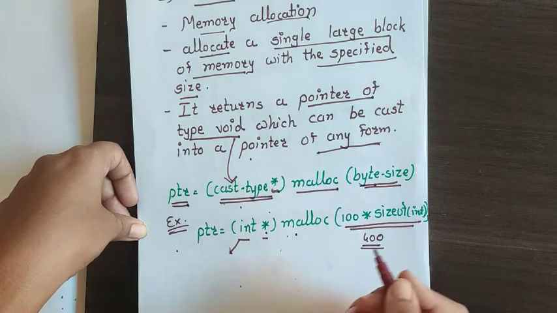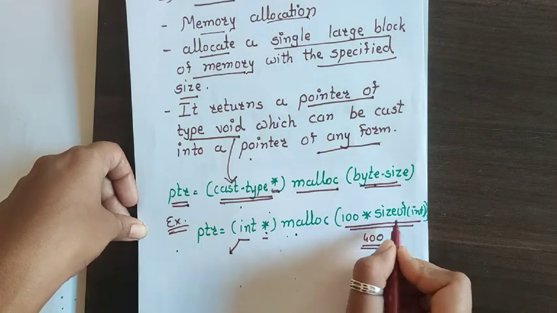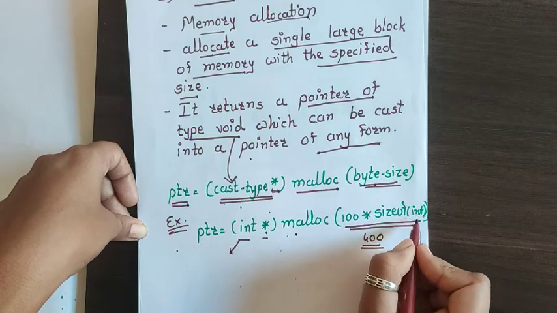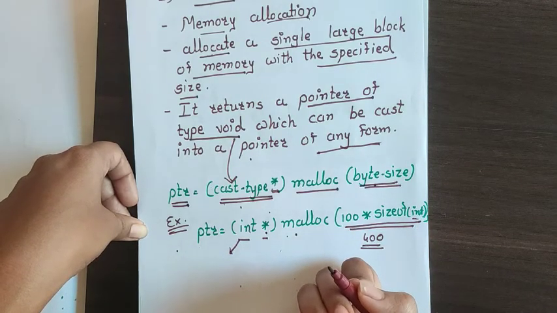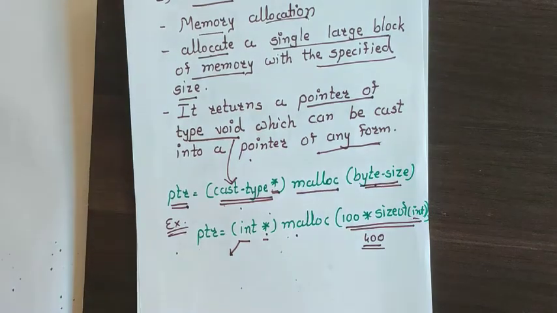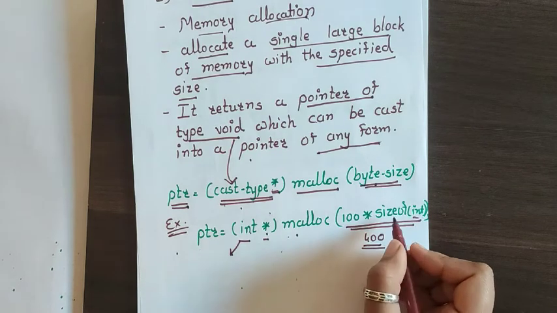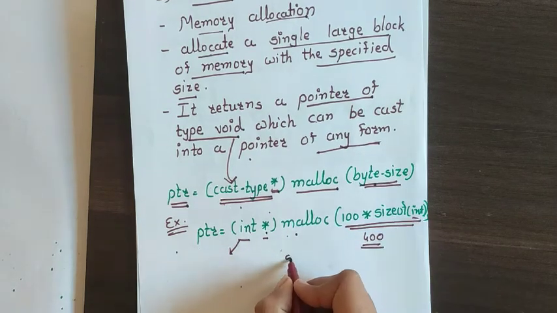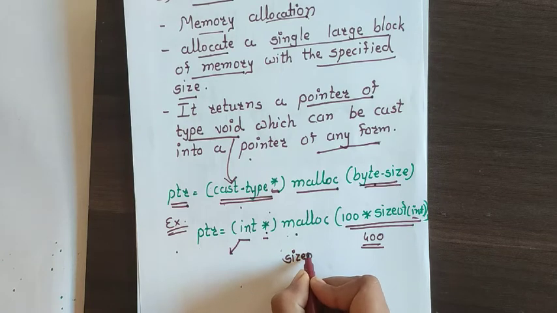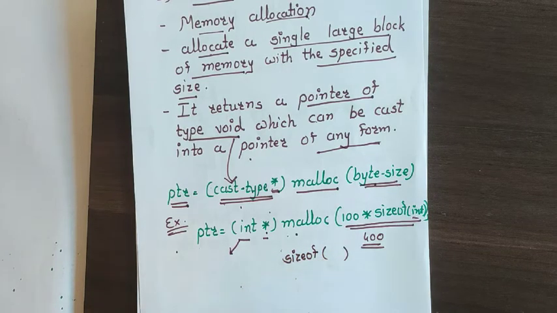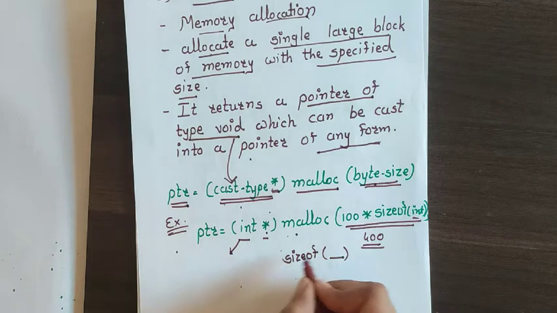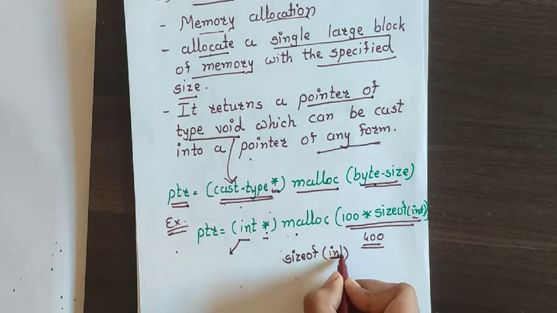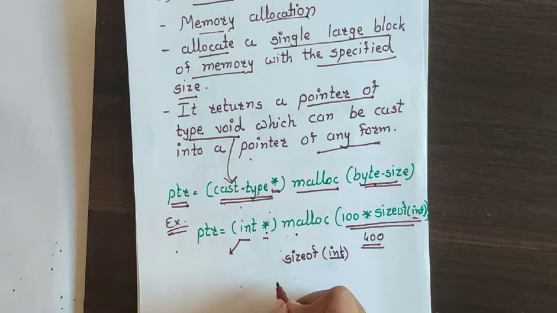But here I don't know right now what the size of integer is, right? Usually we know it's 4 bytes or 2 bytes. In the previous system it was 2 bytes, and in a newer system it is 4 bytes. But if you don't know, that's why I'm using sizeof. Sizeof is a function. Whatever you write in sizeof, it will return the size of that particular thing. So sizeof integer will return the size of integer, that is 4, right?